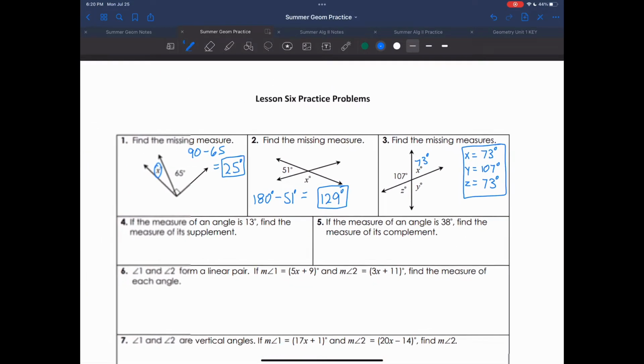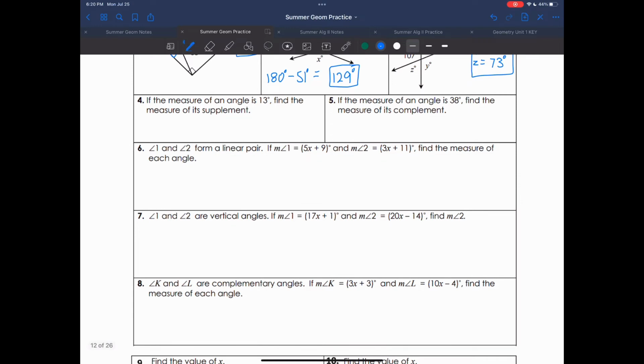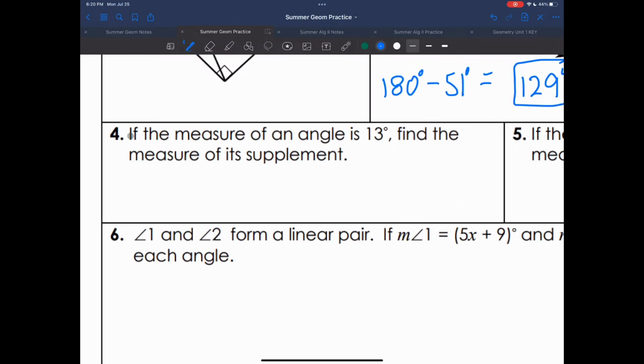Okay, good. Let's jump into some of these word problems. Number 4. So it says, if the measure of an angle is 13 degrees, find the measure of its supplement. So this is really a vocab lesson here. So you remember, supplementary means the two angles together add to 180. So here we're just going to be doing 180 minus 13. Which will give us 167 degrees. So the supplement to 13 degrees would be 167 degrees because they add up to 180 degrees.